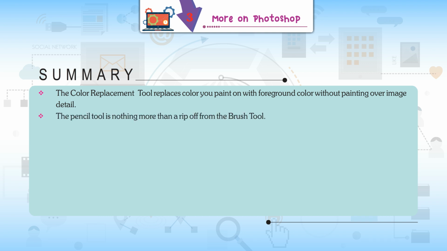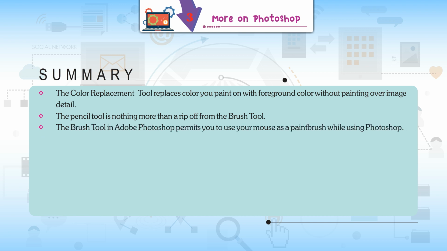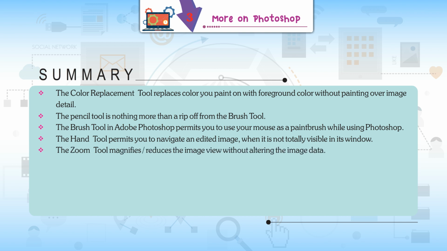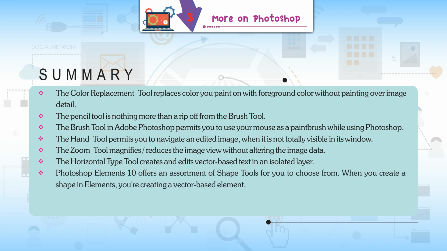The pencil tool is nothing more than a rip-off from the brush tool. The brush tool in Adobe Photoshop permits you to use your mouse as a paintbrush while using Photoshop. The hand tool permits you to navigate an edited image when it is not totally visible in its window. The zoom tool magnifies or reduces the image view without altering the image data. The horizontal type tool creates and edits vector-based text in an isolated layer.